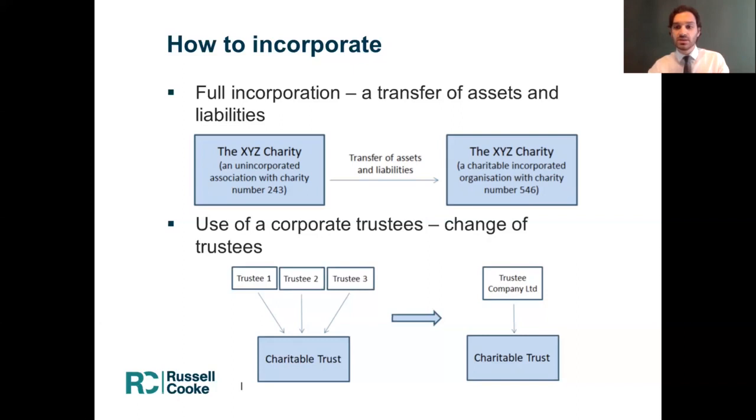I won't go into the detail of when a corporate trustee is sometimes used here, because as I say, it gets quite technical. So I'll leave this slide just with the thought that in the majority of situations, charities tend to prefer a full incorporation and then just operating through your new incorporated charity in future.